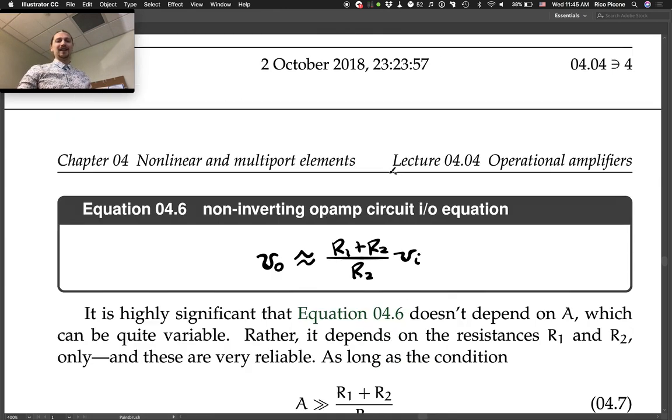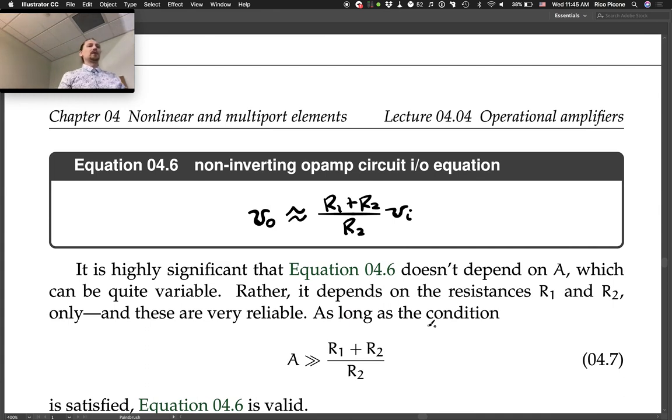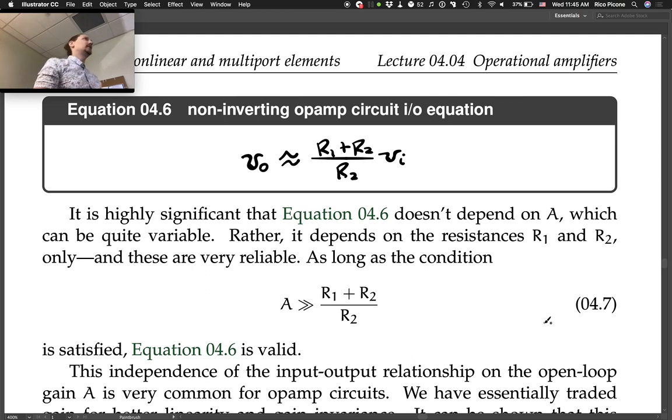It's nice for a couple reasons. It doesn't depend on A. A can vary from one op amp to the next pretty significantly, even though they're the same manufacturer, same model. It can also change with temperature. And A is not a very nice gain to use. It tends to be rather nonlinear, and as soon as we use A to amplify something, it becomes nonlinear quickly because we saturate. So A is not great. But this amplification doesn't depend on A, which is good. It does depend on two resistors, R1 and R2, and those are very reliable. Resistance is pretty stable. You can measure the resistance very accurately, and it'll stay that resistance. You can also get high precision resistors that you don't even need to measure because they're guaranteed within like 1%.